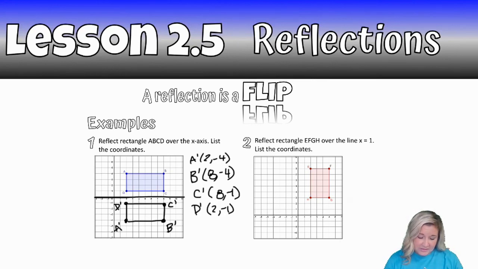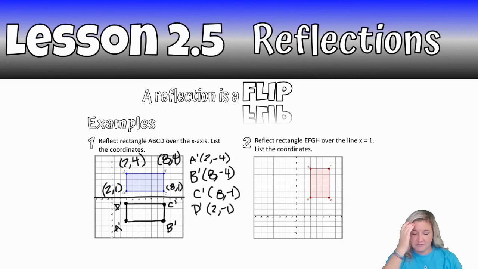So what you'll notice basically is that the only thing that changes is that the y value becomes negative. So I went from 2, 4 to 2, -4. Same thing with B. B was at 8, 4. It went to 8, -4. C went from 8, 1 to 8, -1. And then D went from 2, 1 to 2, -1. So all it did was make the y value the opposite sign. So if it were negative, changing it to a positive.